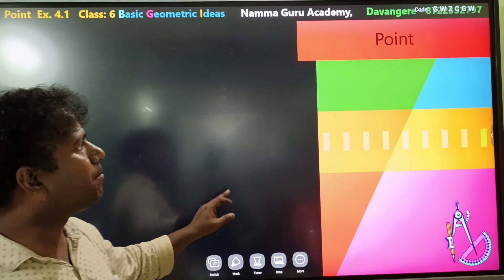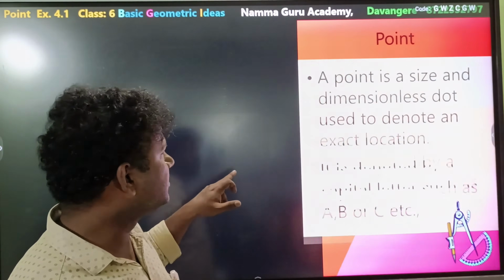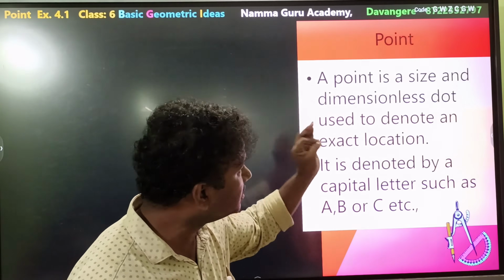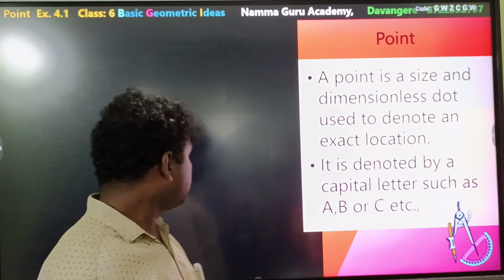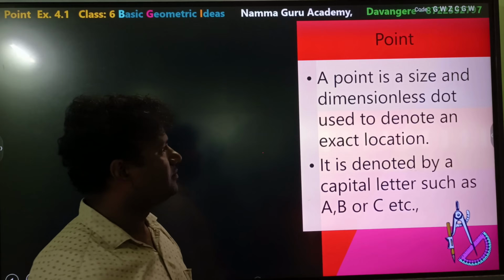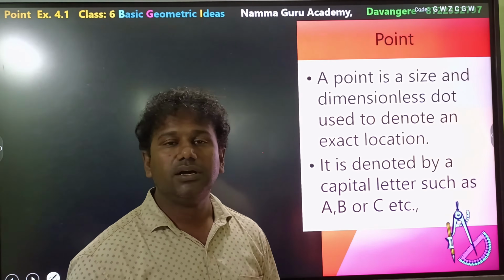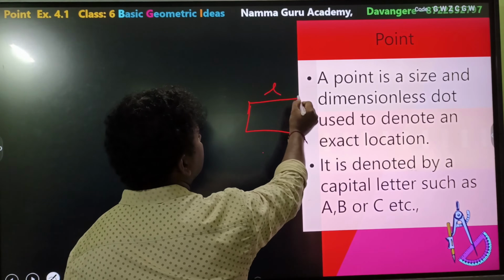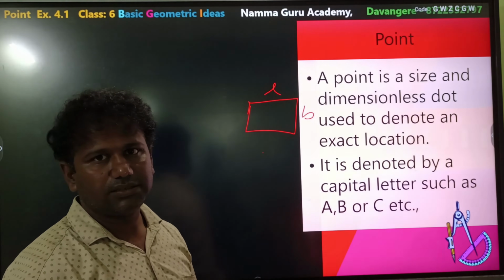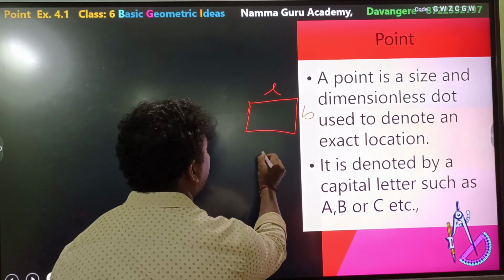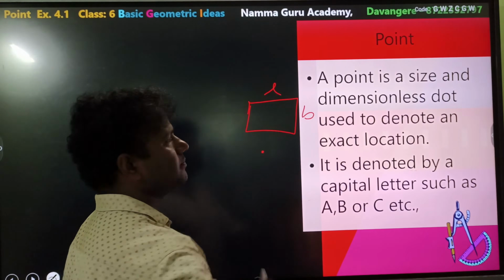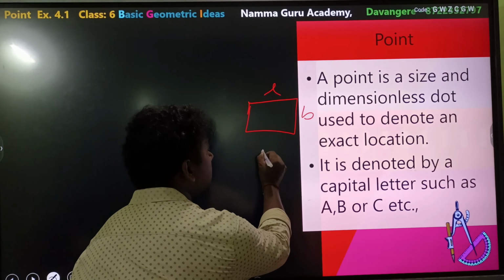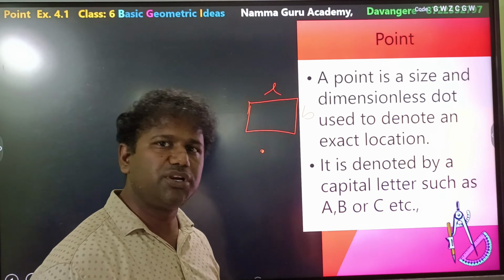Now, second one, point. What is a point? The definition of a point is also given. A point is a size-less and dimensionless dot. A point doesn't have any size. It doesn't have any dimension. Dimension means, if you take the example of a rectangle, you tell the dimensions, length and breadth. But for a point, there is no length, there is no breadth. So it is called a dimensionless dot.